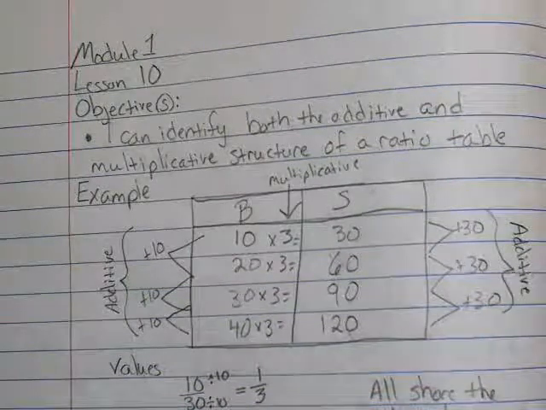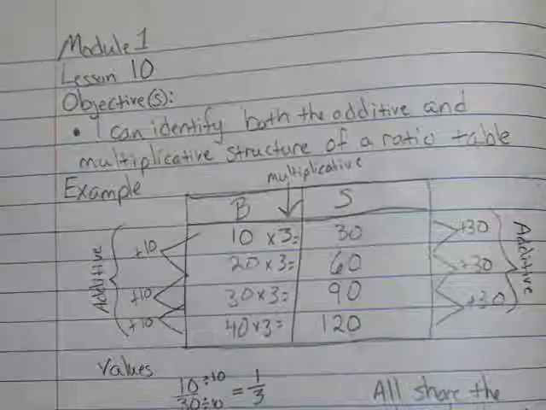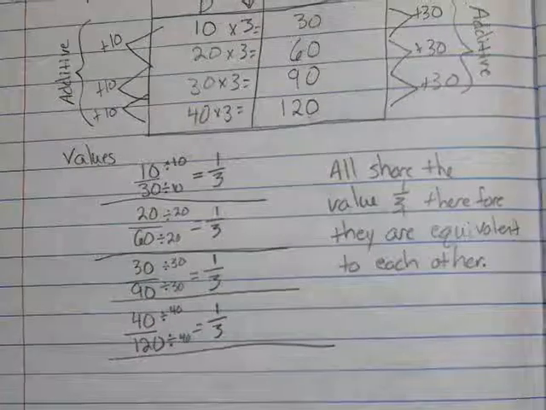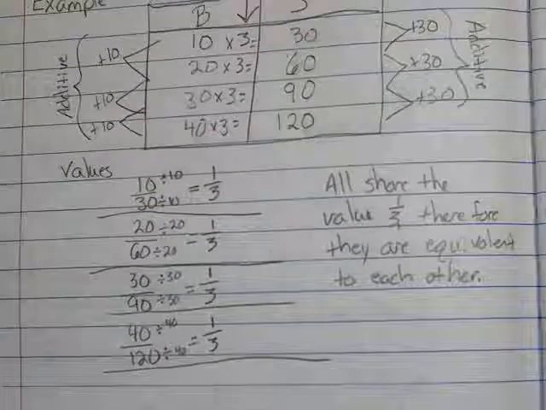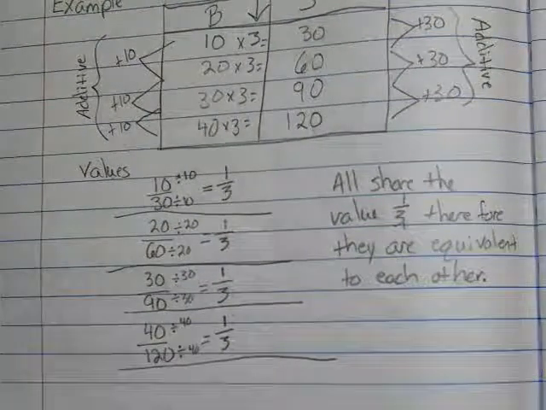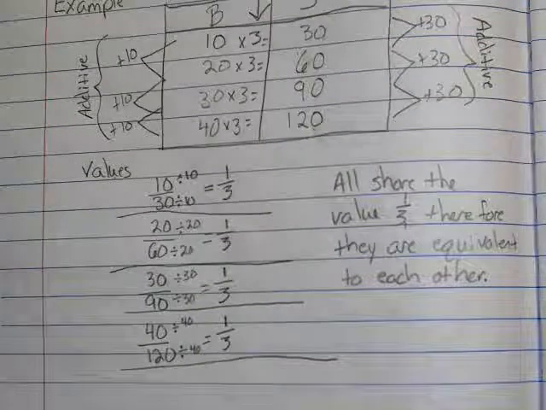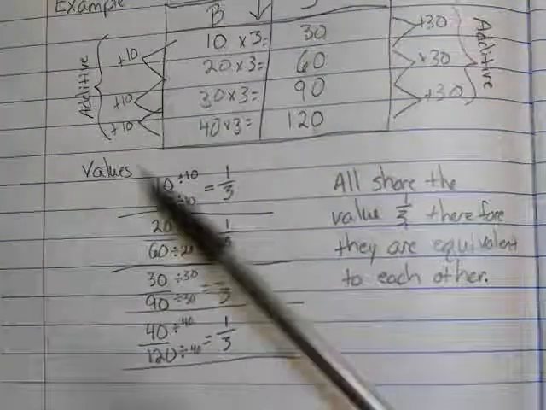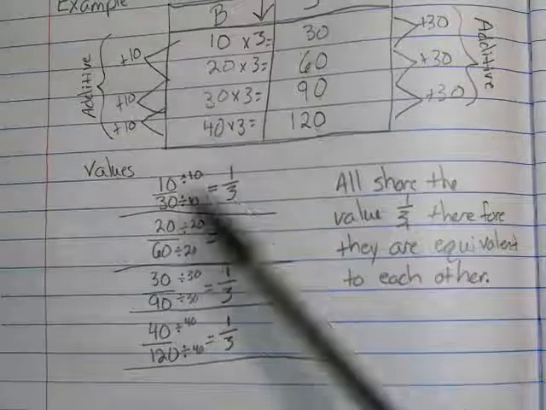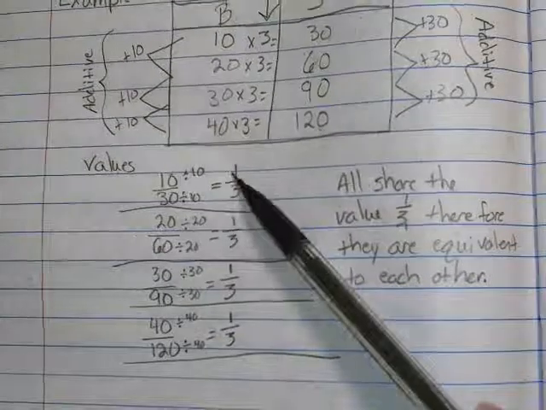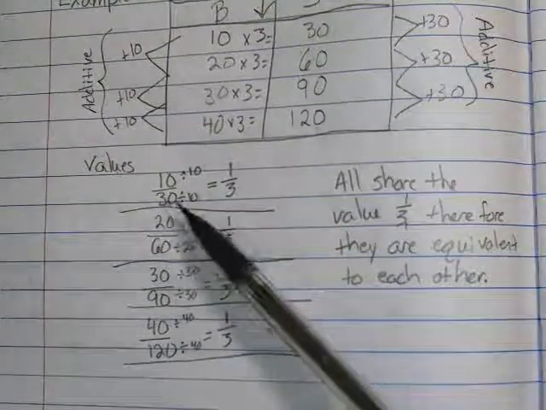If you look down below, since we've been talking about value and equivalent ratios, I wanted to show how I could prove that these are equivalent to each other using the values. So the first ratio of 10 to 30 has the fraction of 10 thirtieths. 10 and 30 have the greatest common factor of 10. So I took 10 divided by 10 and got 1, and 30 divided by 10 and got 3.